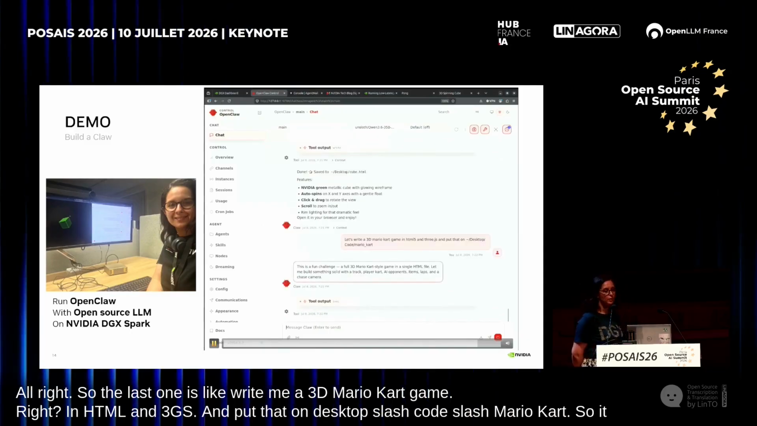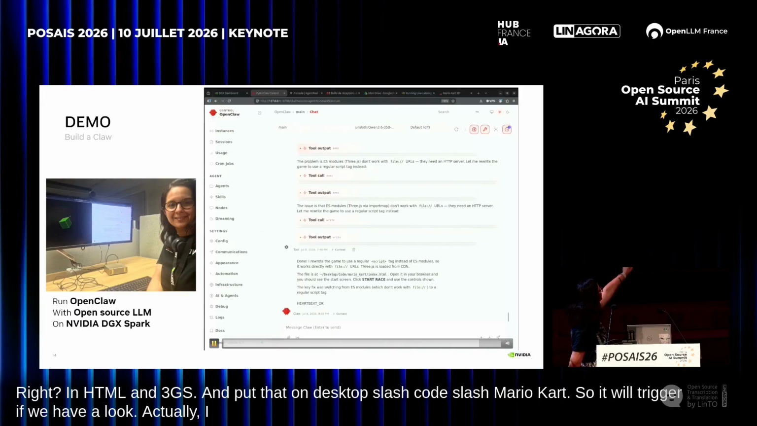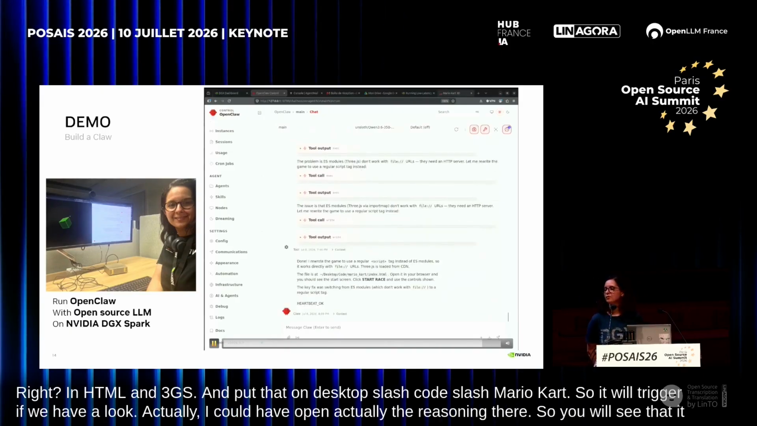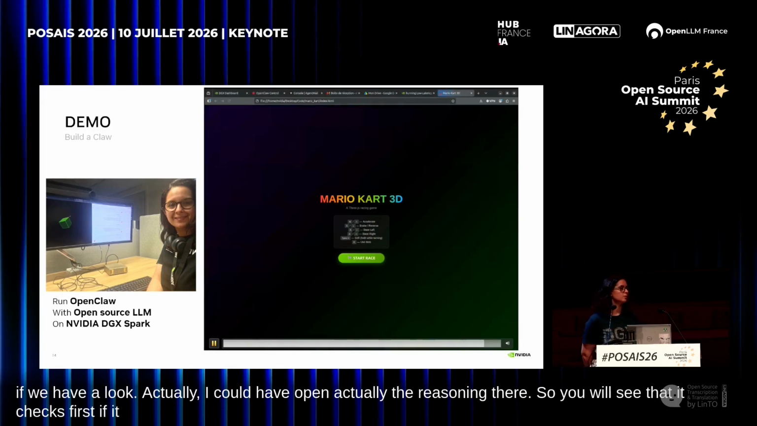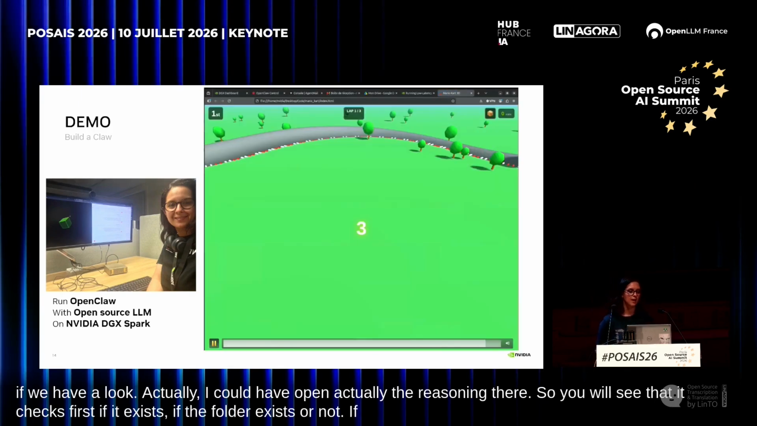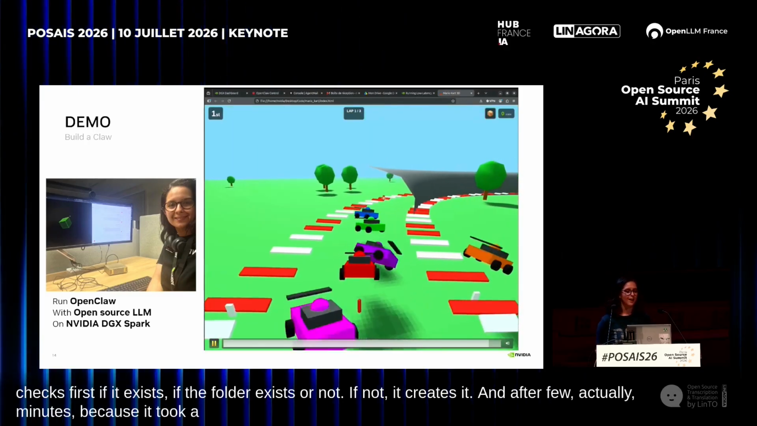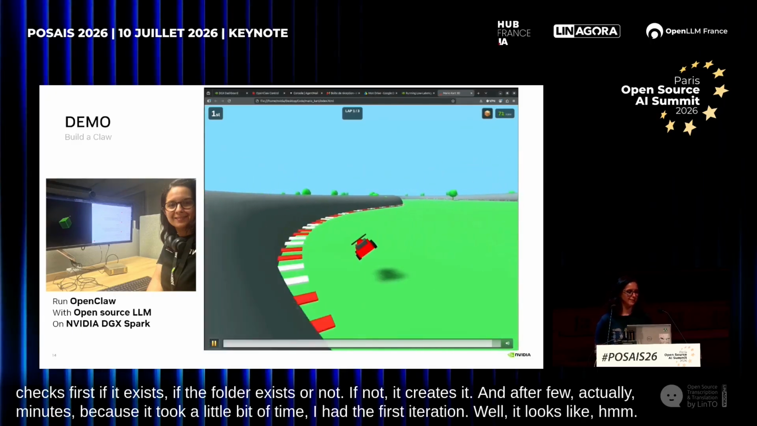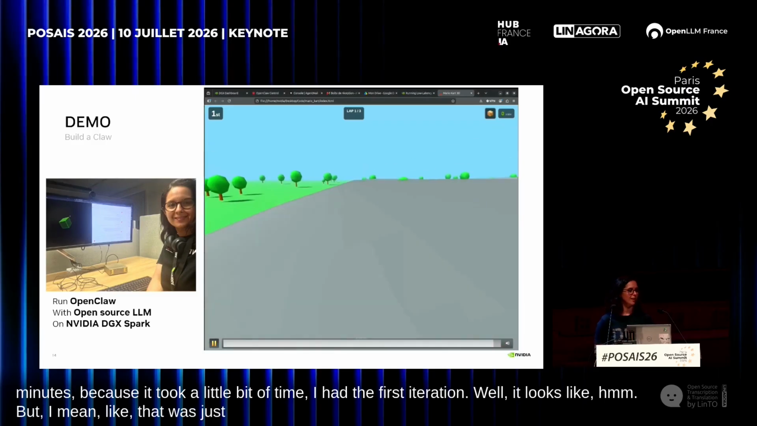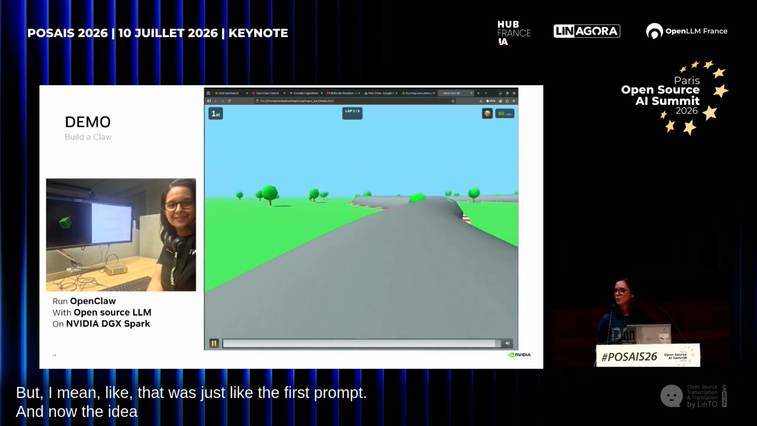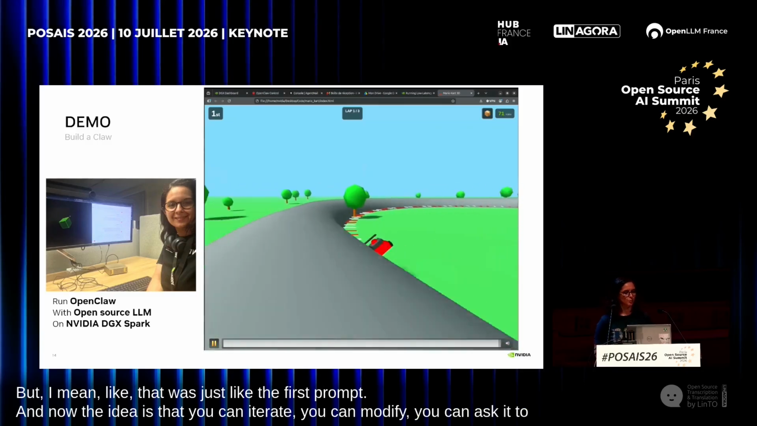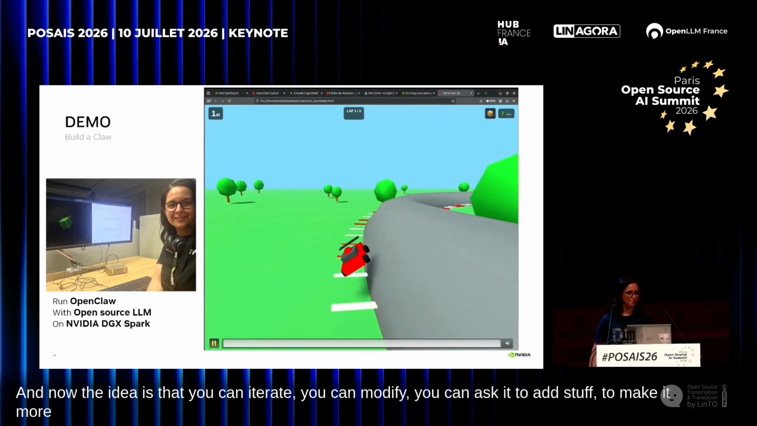So it will trigger. If we have a look, actually I could have opened the reasoning there. You will see that it checks first if the folder exists or not. If not, it creates it. And after a few minutes, because it took a little bit of time, I had the first iteration. Well, it looks like that, but that was just the first prompt. And now the idea is that you can iterate, you can modify, you can ask it to add stuff, to make it more pretty and so on.